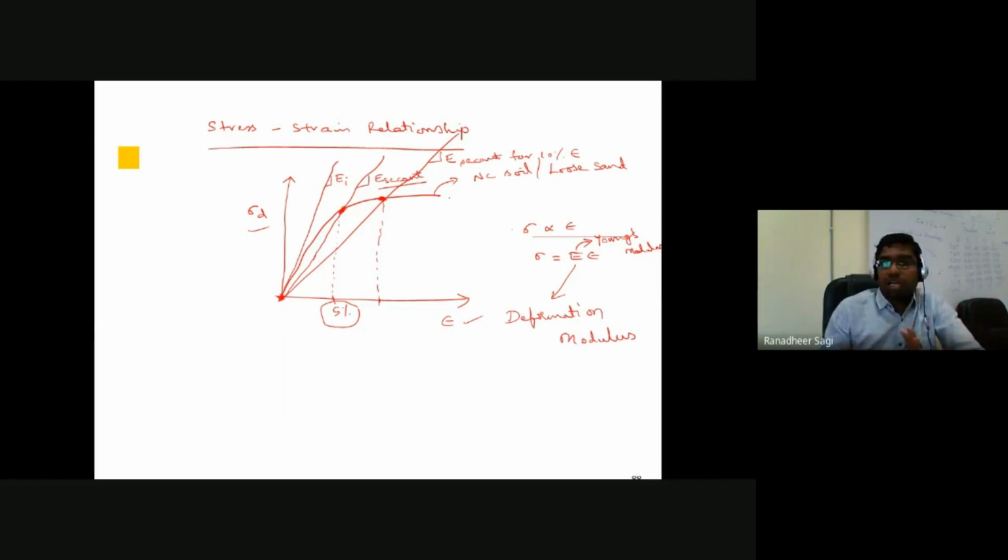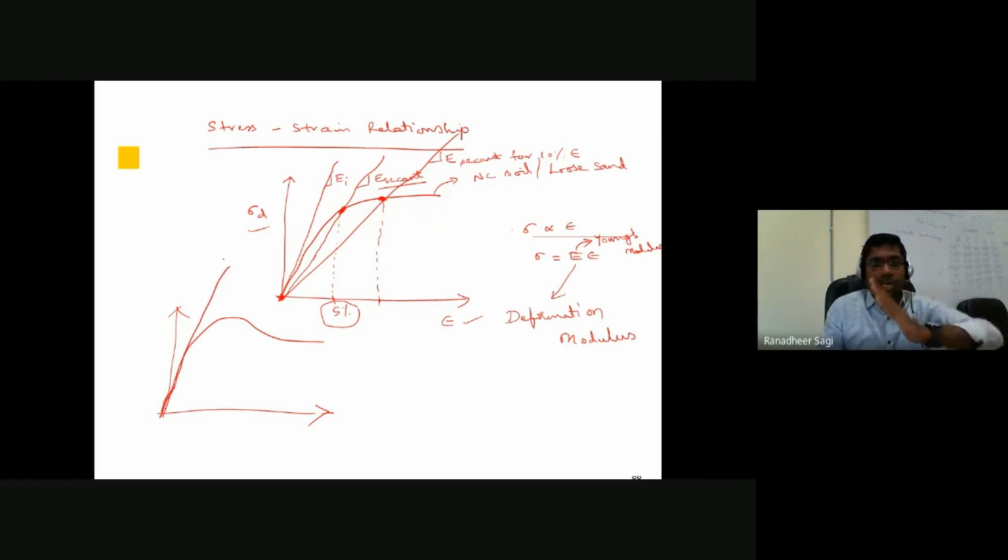your over consolidated or dense soils, because if you look at your stress versus strain curve, for less amount of strain itself, you get what is called a peak stress like this. So in the initial portion of the curve, if you draw a tangent, the slope of that tangent is a steeper slope. So obviously the E value you are going to get is relatively high.